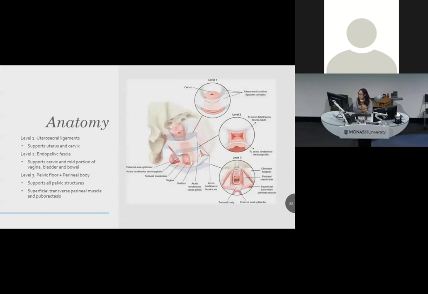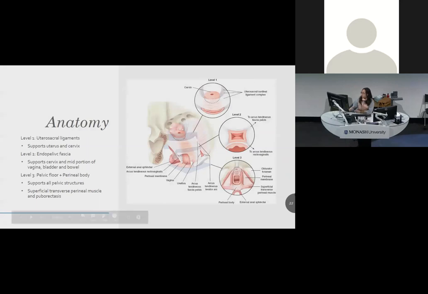So in terms of your anatomy, let me orientate you to this photo because it took me a while. Basically, this is your pubic symphysis here, urethra, vagina, rectum at the back. So front is that way. So you've got your three levels of support for your pelvic organs. You've got your level one support, your uterosacral ligaments. Basically, this just supports the uterus and the cervix and keeps it in place. Your level two support, you've got your endopelvic fascia.